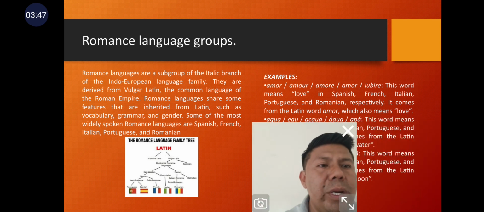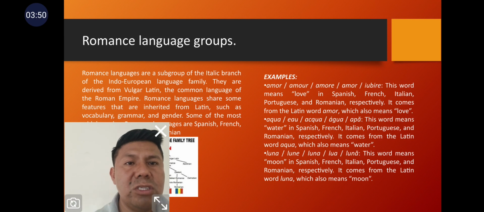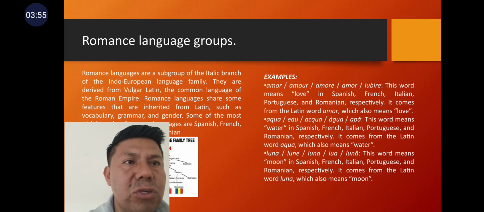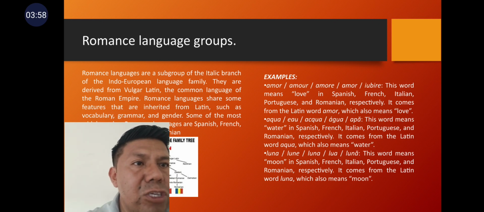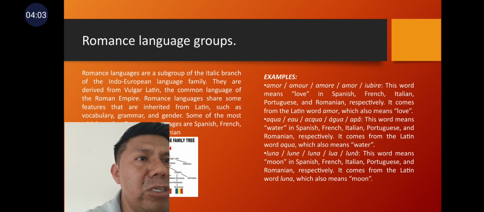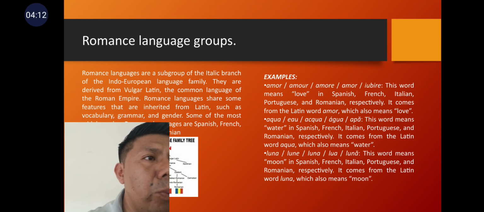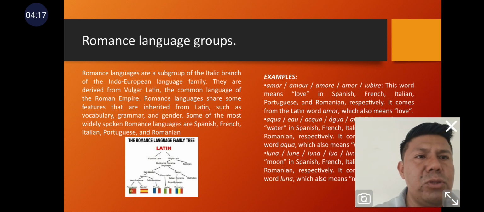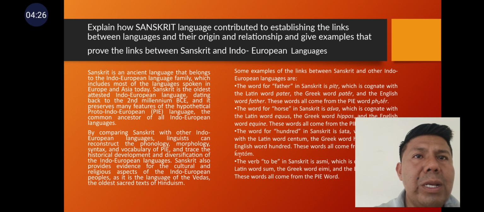Let's compare some examples about the relationship between these languages. For example, in Spanish we say amor, in French amour, in Italian amore, in Portuguese amor, in Romanian iubire. And then we have many more examples to explain the relationship between these languages. So let's continue with the next slide.